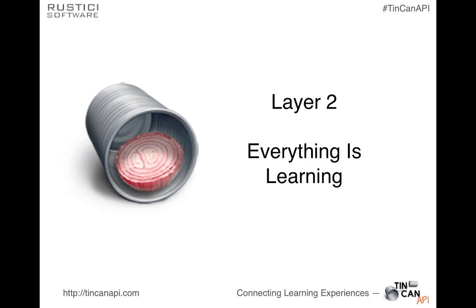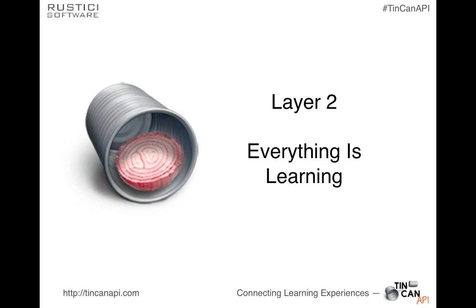Layer number 2, everything is learning. We talked a little bit about the ability to track real-world experiences back in the first layer, and so the question to put to you guys, to ask yourself in your head, is what percentage of learning actually happens in SCOs, in e-learning courses? It's infinitesimally small. What percentage of what you've learned in your life was learned in an e-learning course? It's well under 1%. For that matter, what percentage even happens in a classroom?